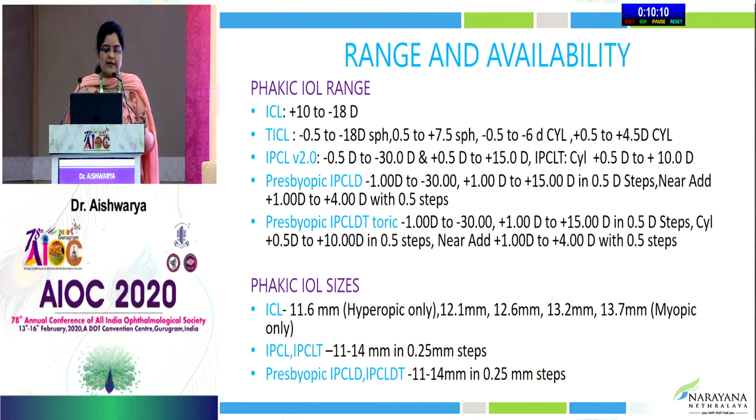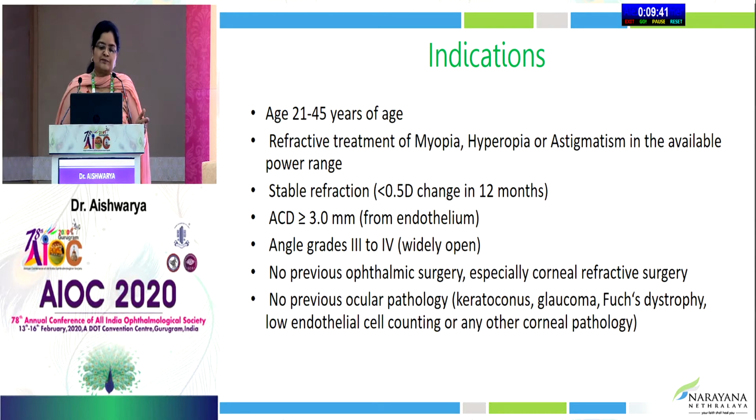In Phakic IOL sizes, in ICLs you have sizes which range from 11.6 millimeter, 12.1, 12.6, 13.2 and 13.7. But in IPCLs, the range starts from between 11 to 14 mm in 0.25 mm steps. So the sizing, which is actually the cornerstone in this particular surgery, is one of the main reasons that these ranges are available for you to pick and choose according to the patient that you have.